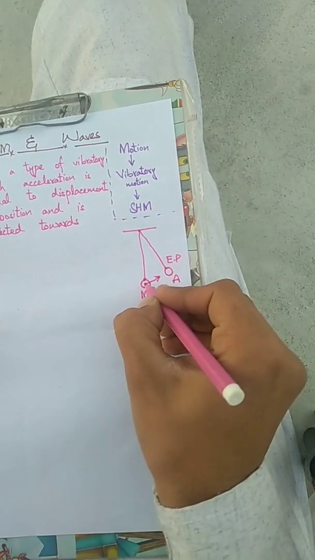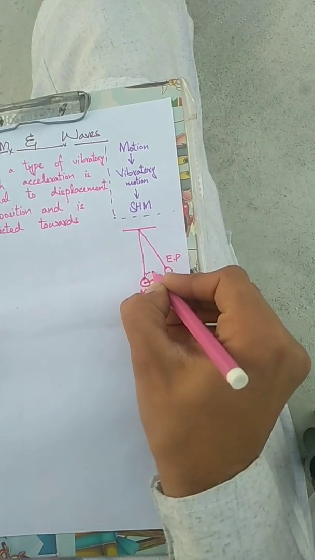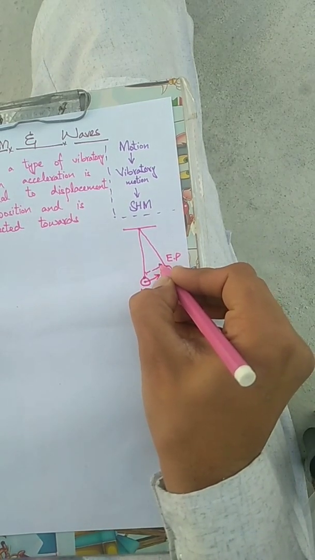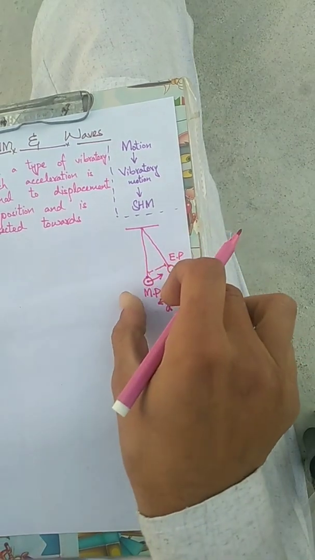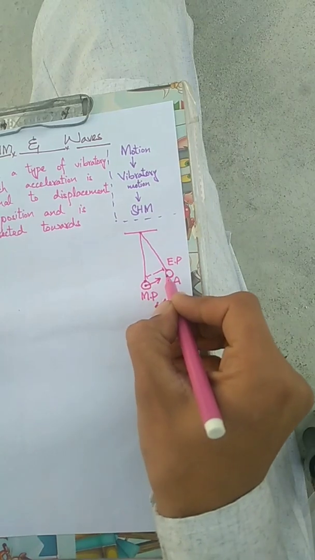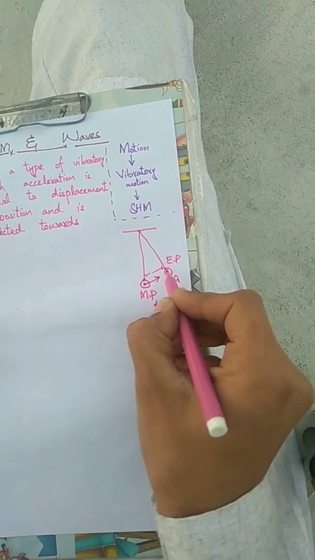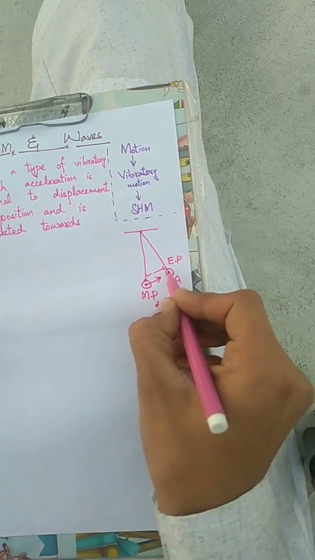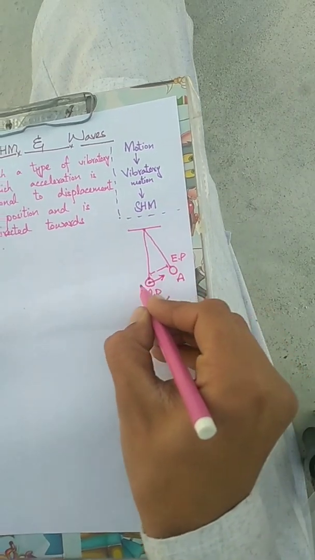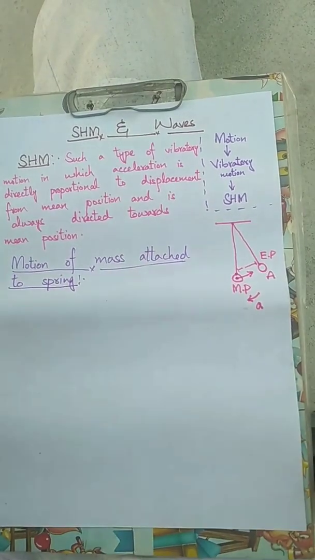That is, when this object is moving from the mean position towards the extreme position, its displacement is increasing. With this increase in displacement, its acceleration is also increasing. So this is the definition of simple harmonic motion: with an increase in distance from the mean position, or with an increase in displacement from the mean position, acceleration also increases. And the direction of acceleration is always towards the mean position, whether the object is moving from mean to extreme or extreme to mean position.